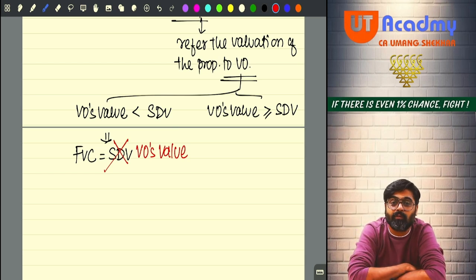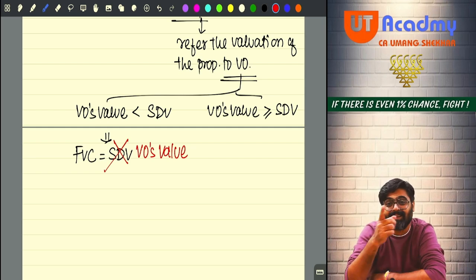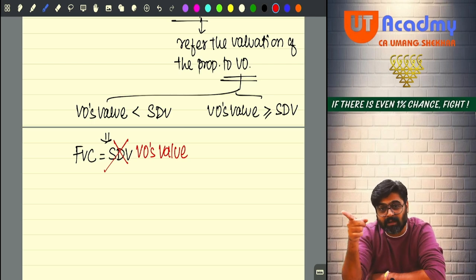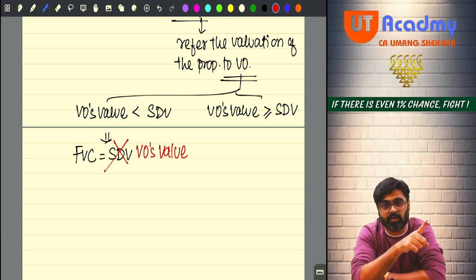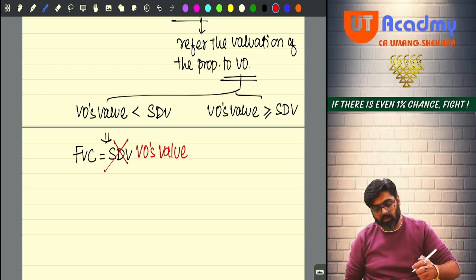Now what if the VO's value is lower than stamp duty value? Actually it came to 28 lakhs only. Then VO's value cannot be taken because it is less than your sale consideration also. Then whatever sale consideration you were showing will be your full value of consideration. Yes or no? So I will do one thing.